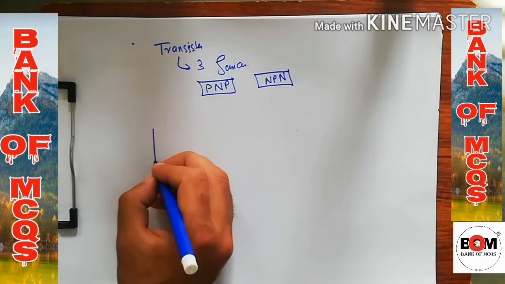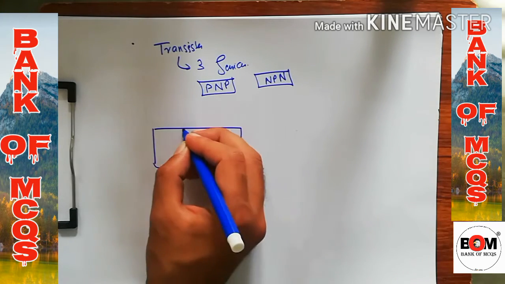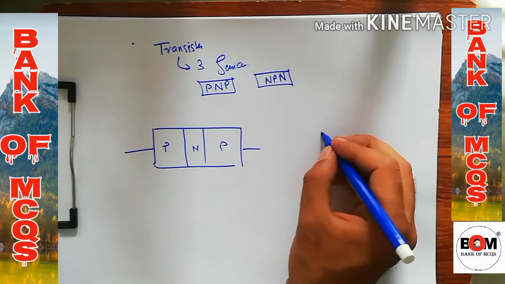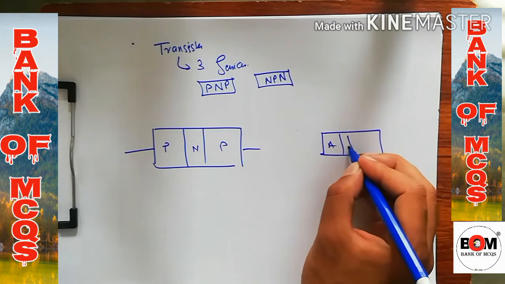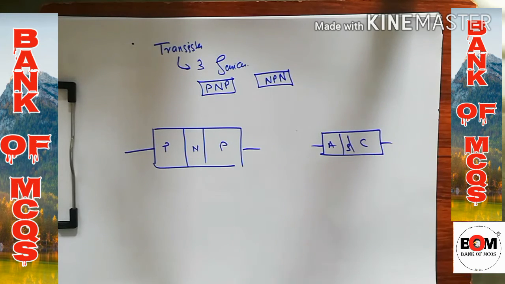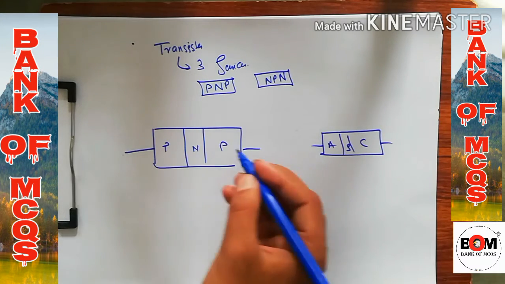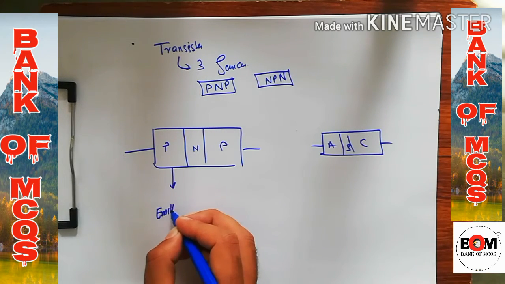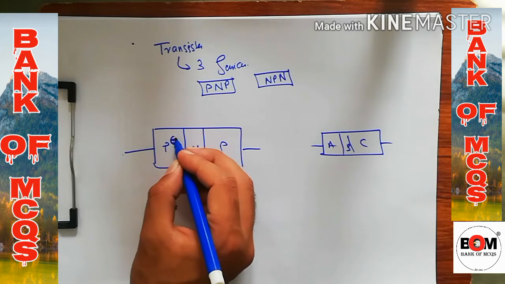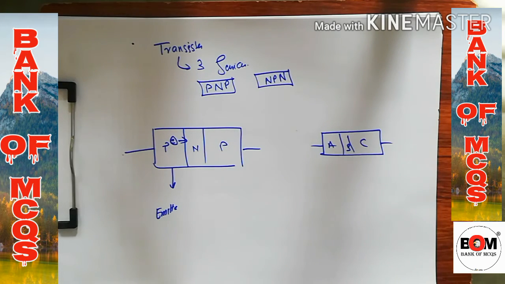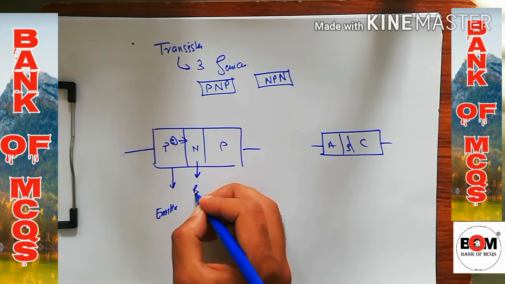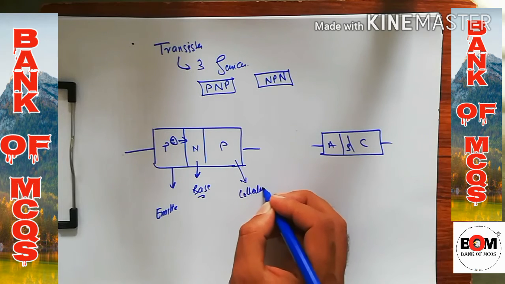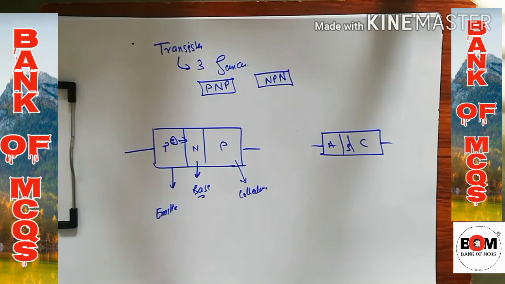In the first case, this is PNP, and I can also label it as E, B, C. The first portion is called the emitter, because it emits electrons. The electrons move from this portion and start moving in the forward direction. The middle is called the base, because it is the base of both. And this is called the collector, because it collects electrons.